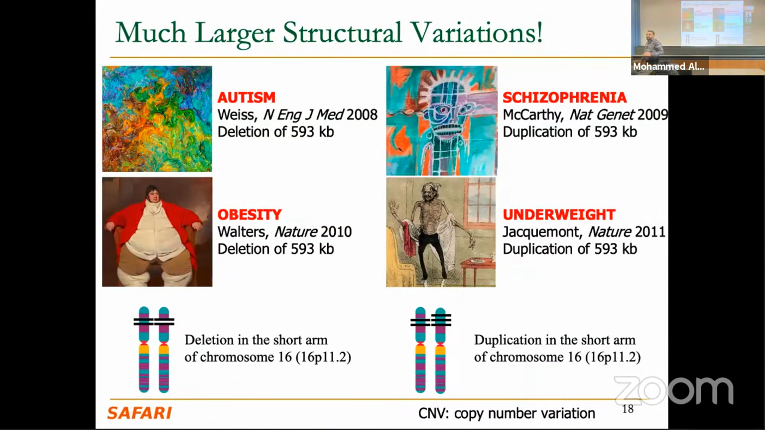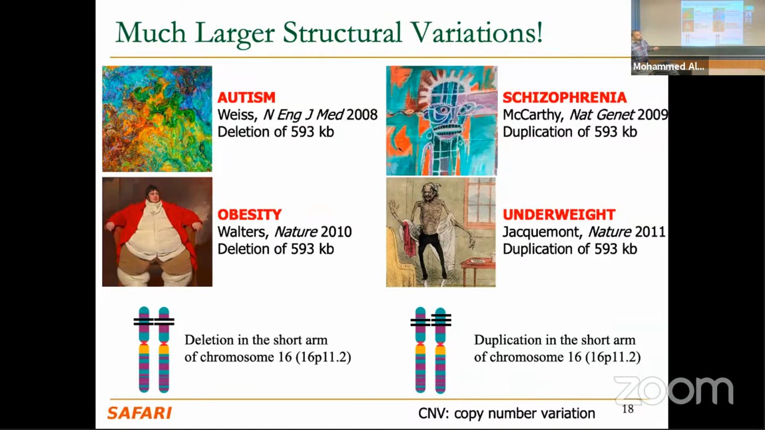If you think that disease might be caused by only a single genetic variation, that is wrong. The genetic variation can be very large, not just a single character in your DNA. For example, autism, one of them, is caused by a deletion of 500,000 characters in chromosome 16. The same thing with obesity, which is caused by a deletion of the same amount.